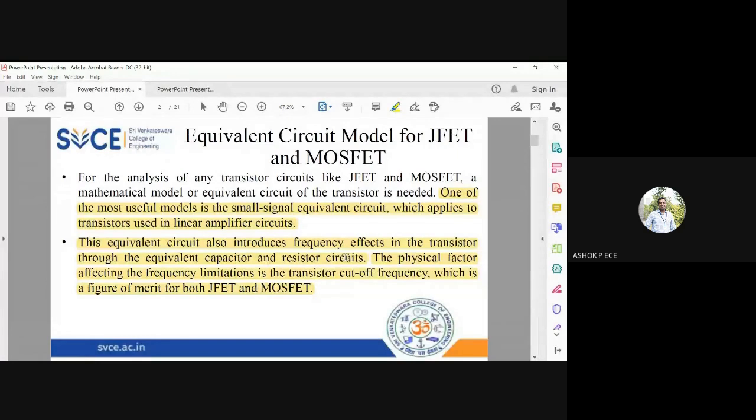When we increase the frequency of operation, we are going to see how the equivalent circuit changes for the JFET and MOSFET. So the high frequency equivalent circuit will help us determine the maximum frequency of operation of your transistor, and also the figure which is going to be the figure of merit for JFET and MOSFET.